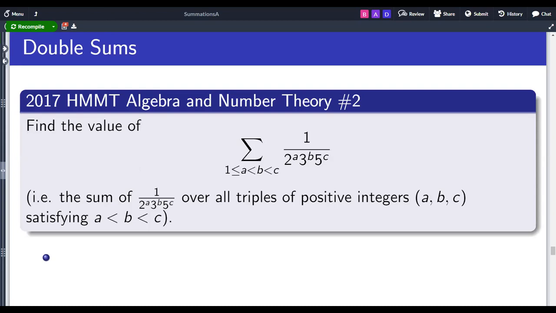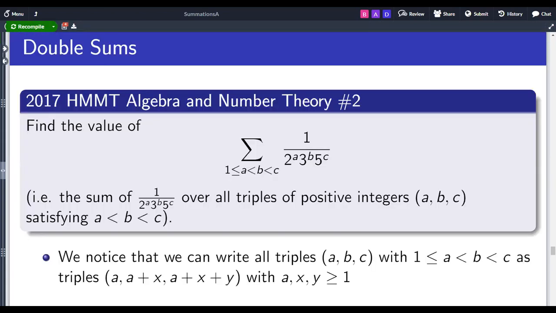So this problem's a bit trickier than that, but what we can do is somehow get rid of that condition. In order to try to get rid of that condition, we can maybe just consider the differences. So if we write A, B, C as A, A plus X, A plus X plus Y, then now A, X, and Y are all at least 1. And this is much closer to what we would be able to factor.